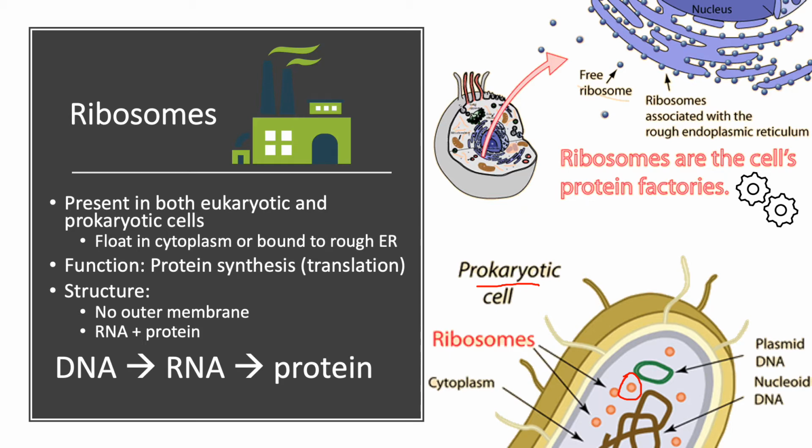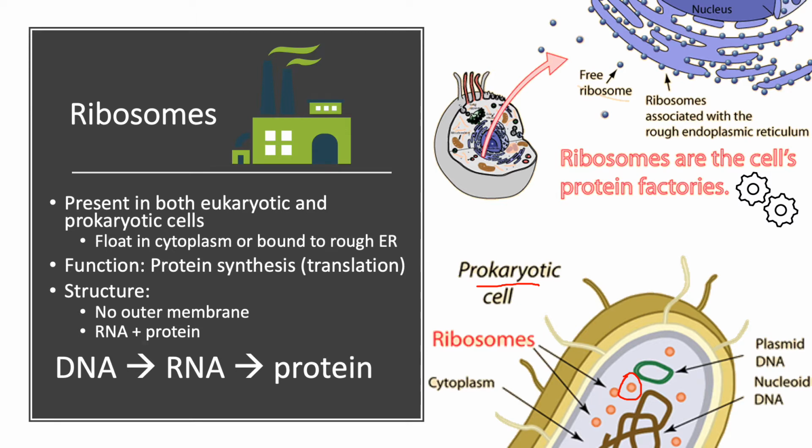To add, when we say ribosomes are present in eukaryotic cells, it's important to note that they're present in both plant and animal eukaryotes. And this is an important distinction, especially in this video, because lysosomes are only present in animal eukaryotes. So the function of ribosomes is basically to synthesize proteins during the translation step.